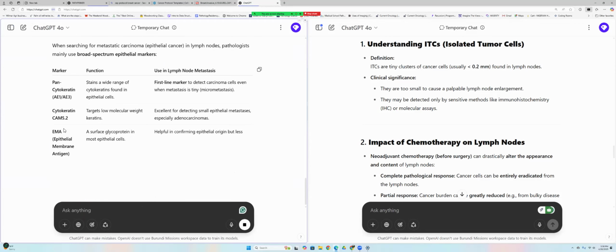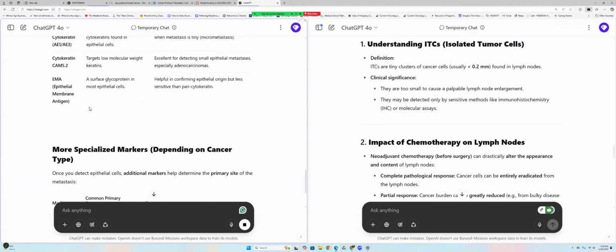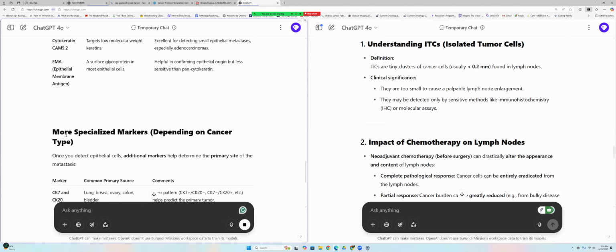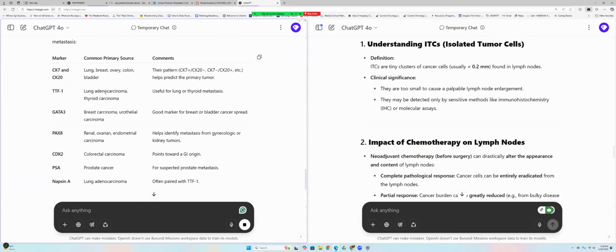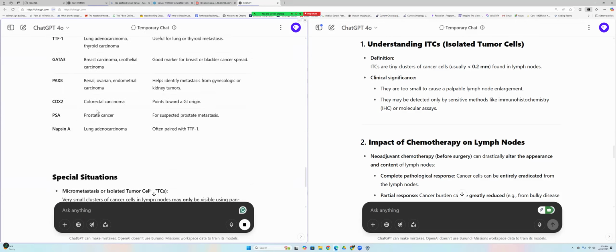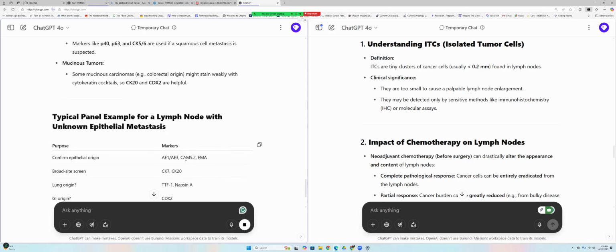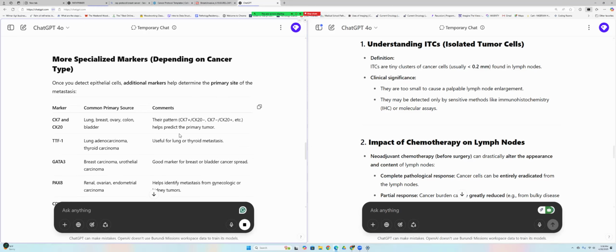AE1/AE3, CAM 5.2, very good. CAM 5.2 targets low molecular weight keratin. This one has a wide range. EMA, CK7, CK20, but these are more specific for different things. Those ones, look at later. What is important is AE1/AE3, CAM 5.2, EMA. These are the important things.